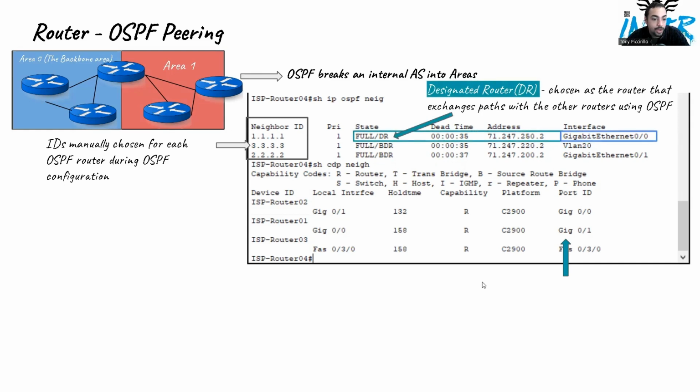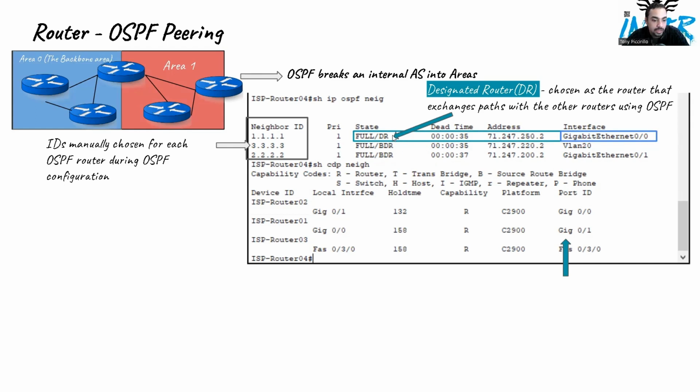So the full state here means that the router's link state OSPF database is complete. We received and processed all the other router links being advertised to us using OSPF. So full is good because that means its database is up to date and complete.